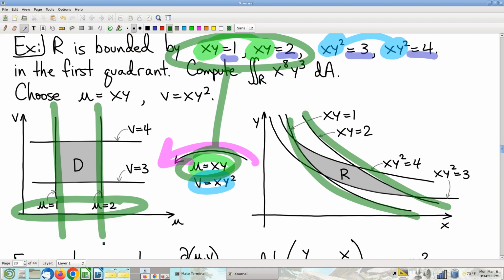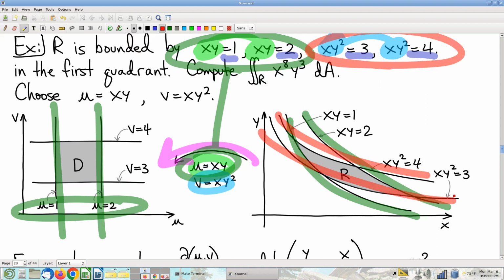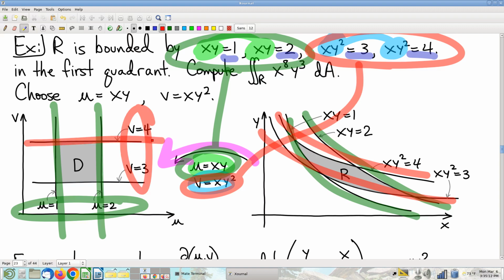And then likewise, these two curves over here, I didn't highlight those well, but these two curves circled in red with the xy squared equals various constants. Well, that means v equals various constants. That gives me horizontal lines. There we go. So the pullback domain very conveniently becomes just a rectangle. Is everybody with me? Okay.